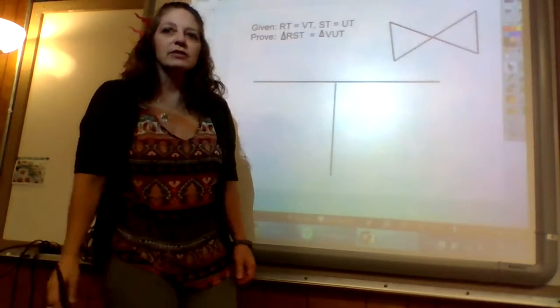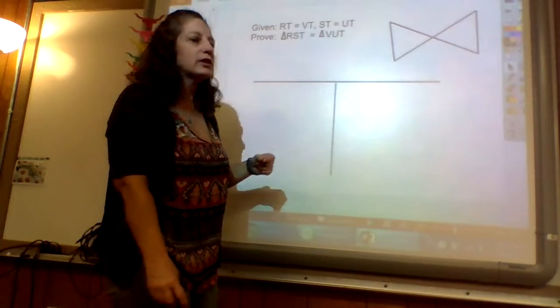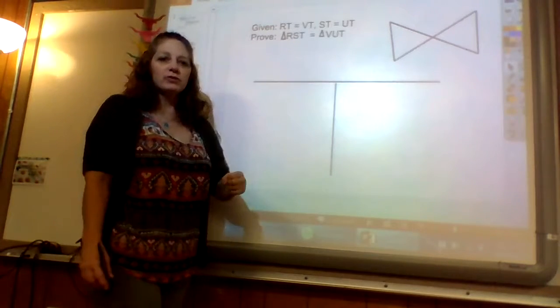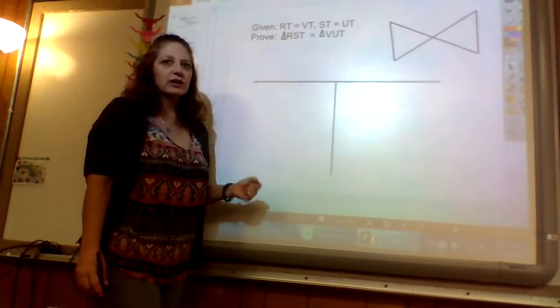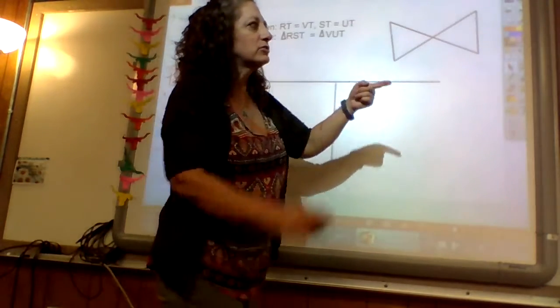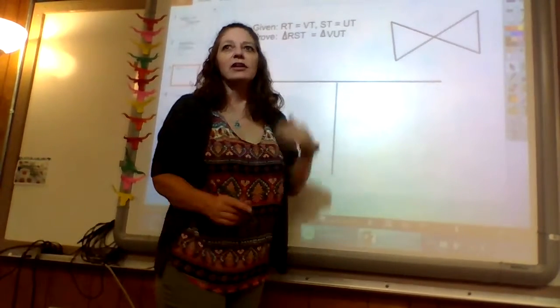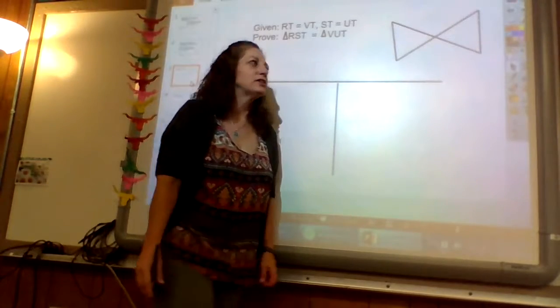Okay, the first one looks like this. So go to your journal, the one you glued in. The other two theorems we'll tackle tomorrow. We're just doing kind of half and half. If you'll notice, we're doing congruent triangles all week long in different ways. We're just adding to it each day.